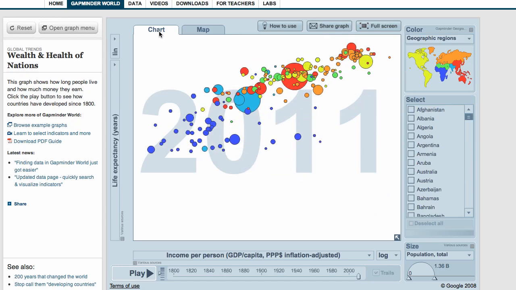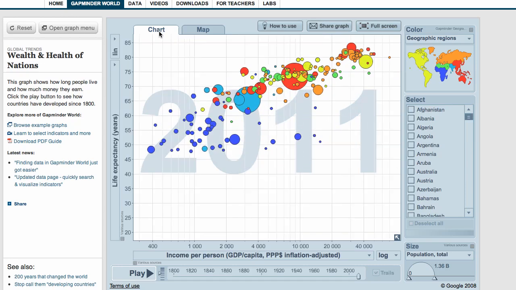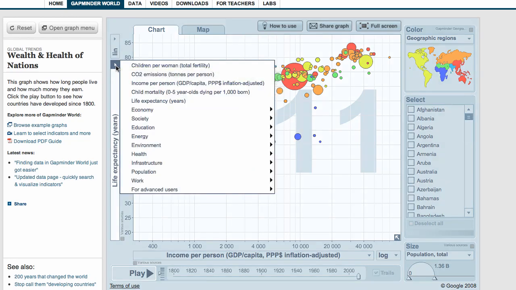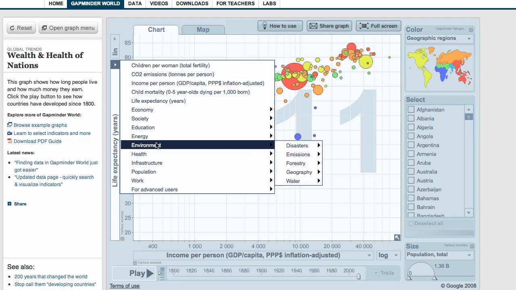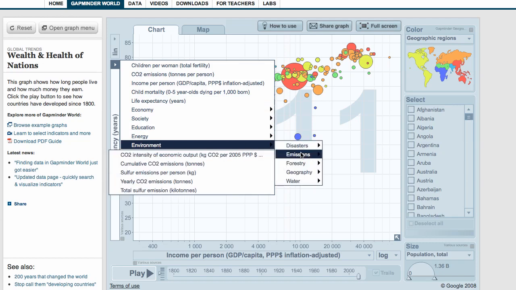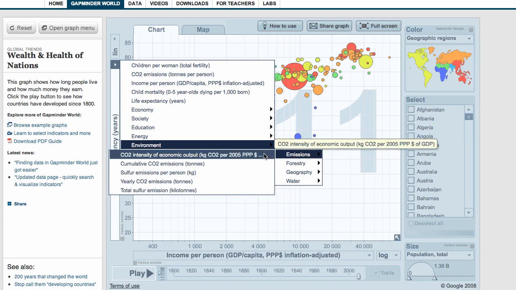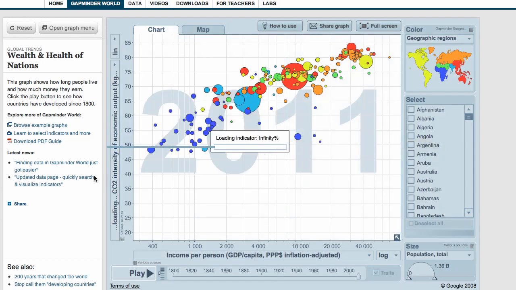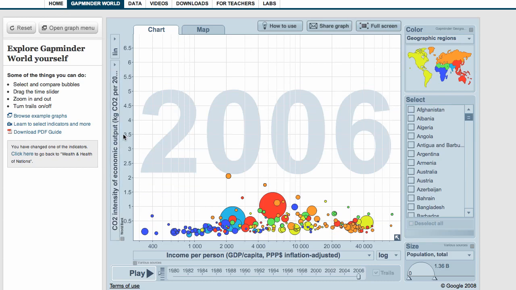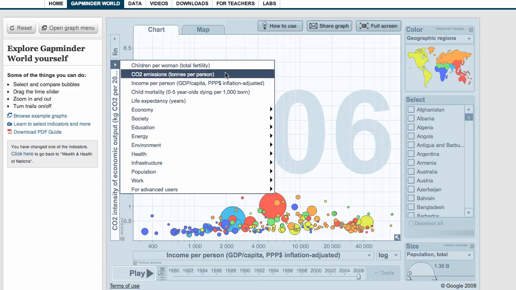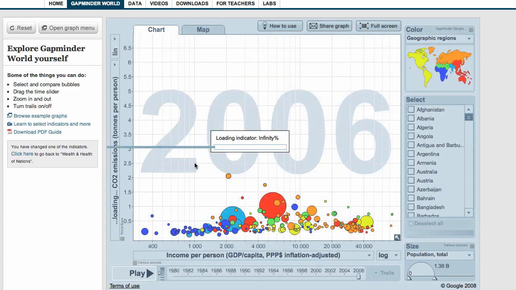Well, people might think, that's nice, but I don't really care about that particular statistic. Not a problem. You can investigate many different issues. If you're teaching, let's say, an ecology, environmental science or biology class, where you're talking about ecological issues, you might look at things like energy or the environment, maybe emissions, like for example CO2 emissions. Let's say we're looking at CO2 emissions as a function of time, or maybe CO2 emissions in terms of tons per person.